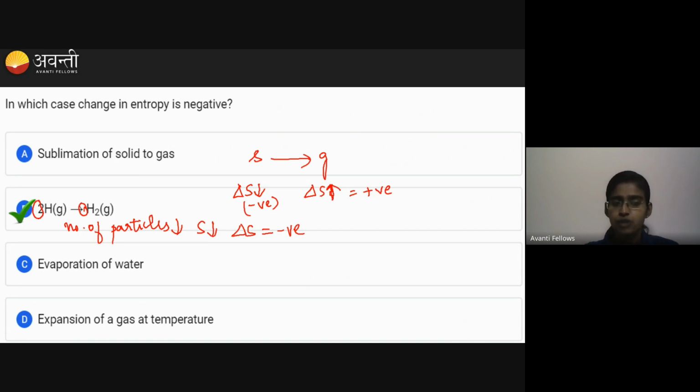In evaporation of water, liquid water will be converted to gaseous water. And here also entropy is increasing, so it will be positive. Expansion of a gas at temperature. During expansion also, in a container, if expansion occurs, they will try to move very far away, randomness increases. So entropy also increases and it will be positive. And only in the second case, entropy is negative, because it is a bond formation process also. For all the bond formation processes, entropy will be negative, right? So in that way also we can study this question.